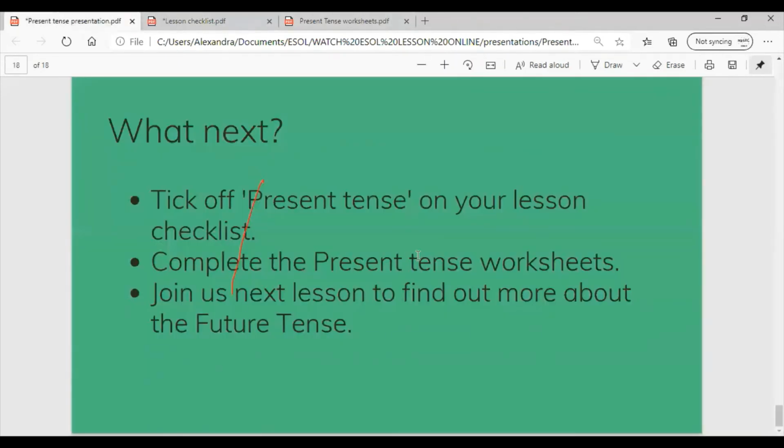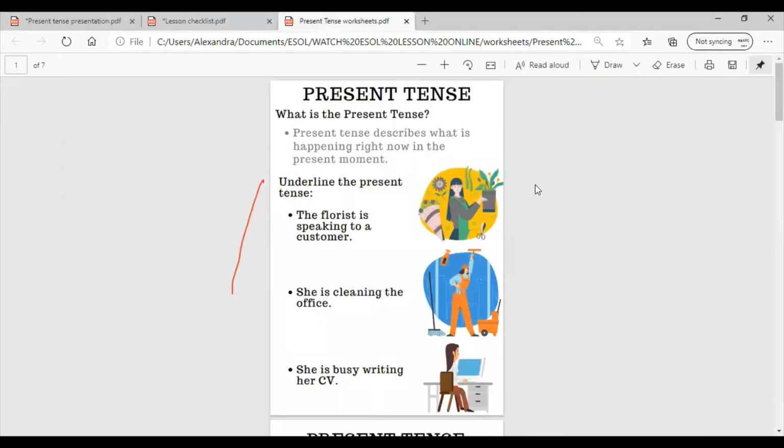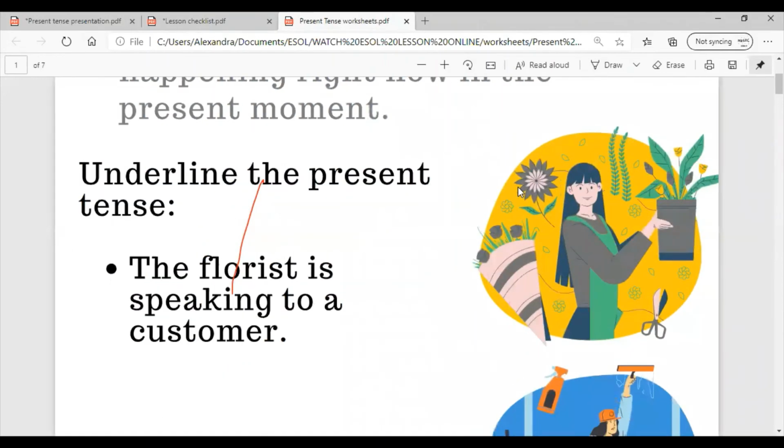Also, you need to complete the present tense worksheets. These will have been emailed to you, or if you're on Accelerate, you'll have the ESOL booklet. You'll be able to find the present tense worksheets because they'll say present tense at the top. We've probably got time to just do a couple of examples. Yeah, we have. So I'll zoom in.